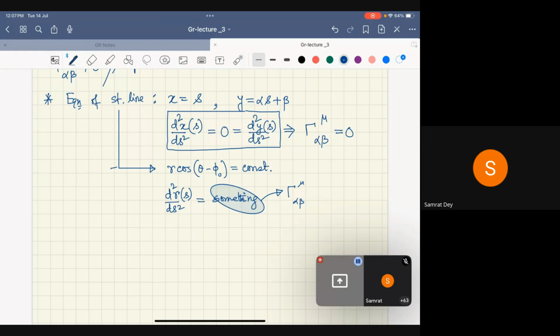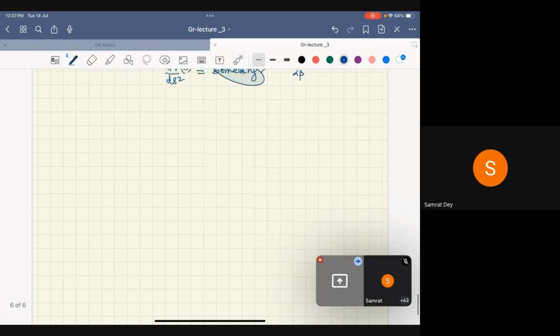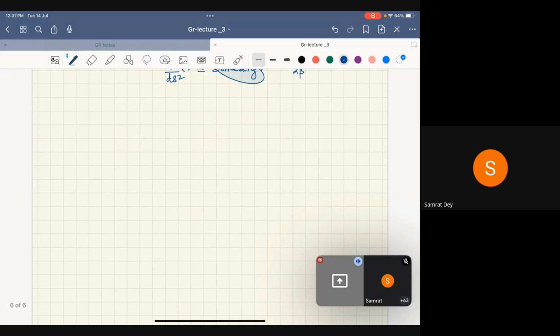So even for a straight line you can get non-zero Christoffel symbols. That is the first lesson that we obtained from this discussion. Second important point about the geodesic equation, which we did not discuss in yesterday's class, is that this equation that I have written, du^mu/d tau plus Gamma^mu_alpha_beta u^alpha u^beta equal to 0, this equation of course is always generally covariant. There is no doubt about that.